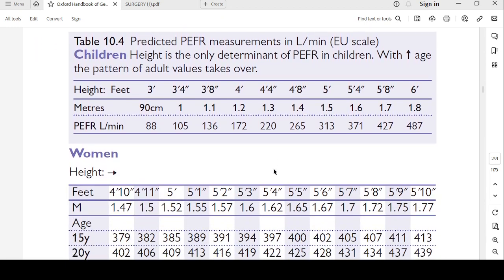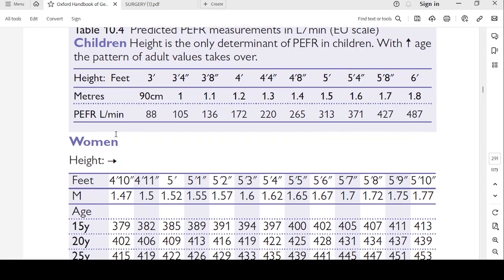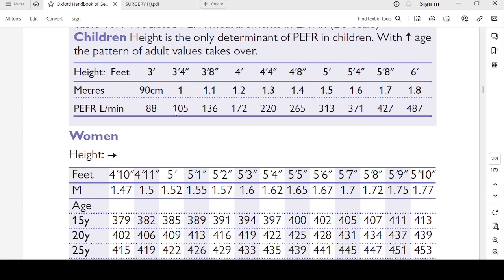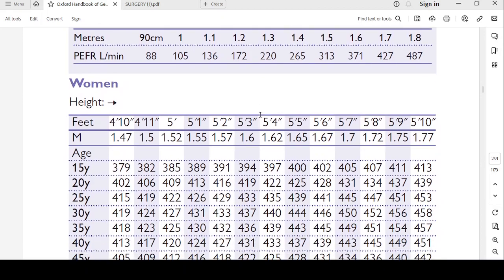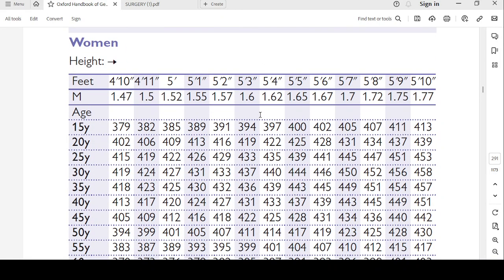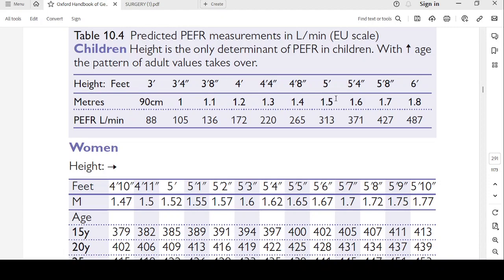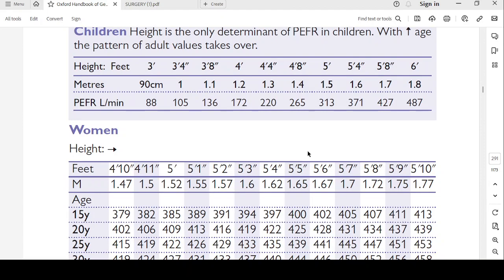Predicted PEFR measurements in liters per minute, EU scale. In children, height is the only determinant for PEFR. With increase in age, the pattern of adult values takes over. Okay, these are the tables. You can read them yourself. I'm not sure whether we have to remember this or not. Depending upon your age and height, the peak expected flow rate increases.